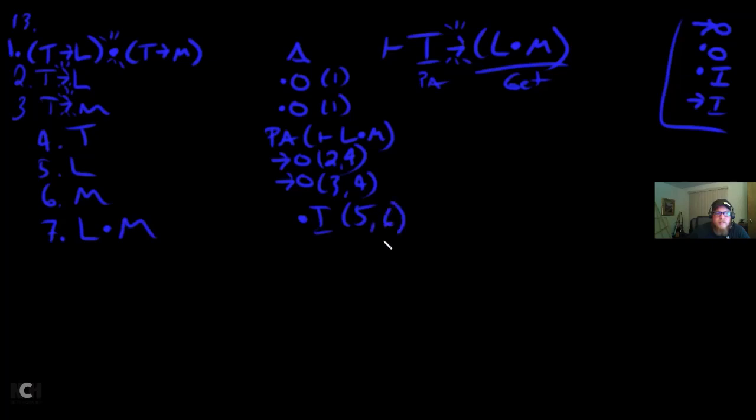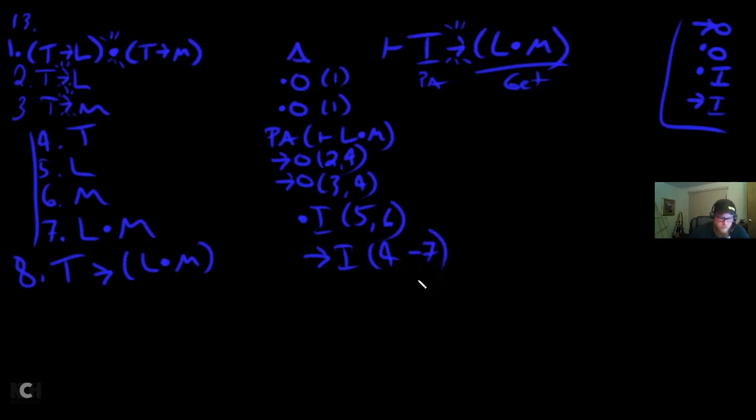Line 5, line 6. Side quest complete. So now I zoom out, and I can say, yeah, you get the T, you will get L and M. Okay? That can be proven in this way. Where did we start? We started on line 4 with T. Where did we get L and M? Line 7. Problem 12 is now complete.